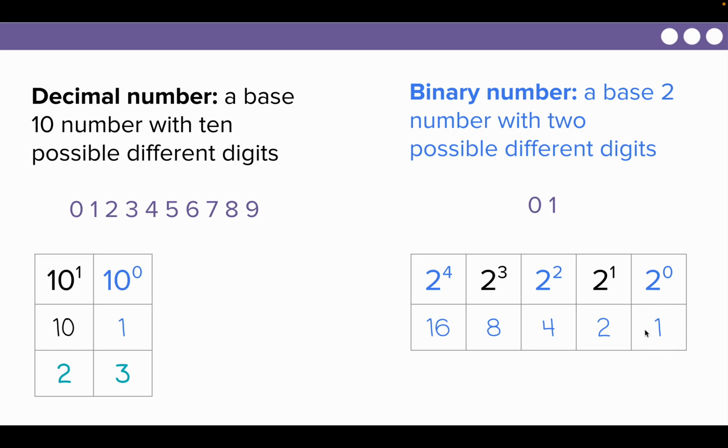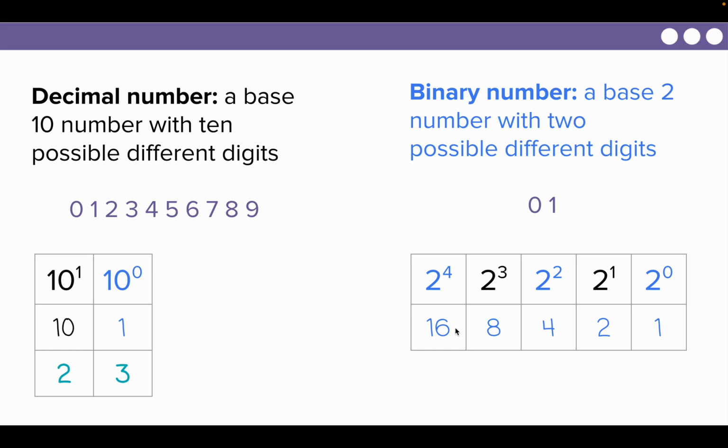My first one is the ones place, just like I'm used to. Then I have the 2's place. How many 2's do I have? Then I have the 4's place, the 8's place, the 16's place. See that pattern? 1 times 2 is 2. 2 times 2 is 4. 4 times 2 is 8. 8 times 2 is 16, and so on.